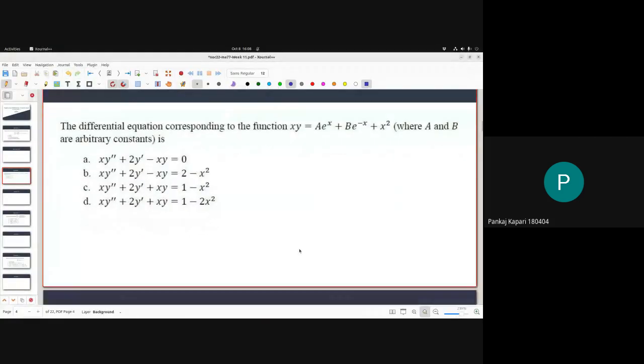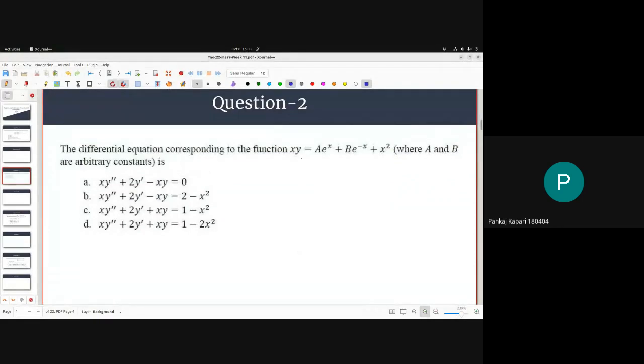Okay. So in this problem, a family of curves is given. And why is it a family of curves? Because here two parameters are involved, a and b. If you change these parameters a and b, then you will get different curves. So this is a family of curves and contains two arbitrary constants, and we have to find a differential equation satisfied by the curves of this family.